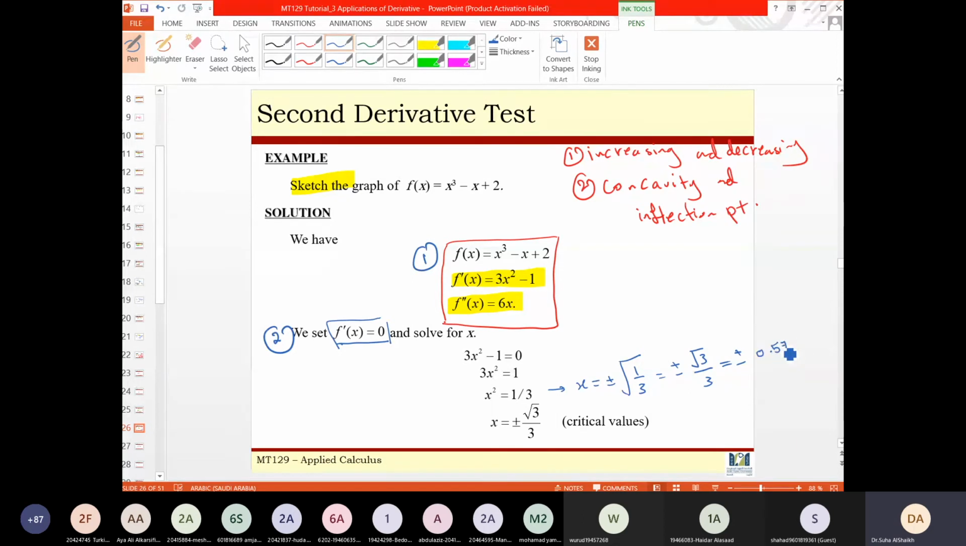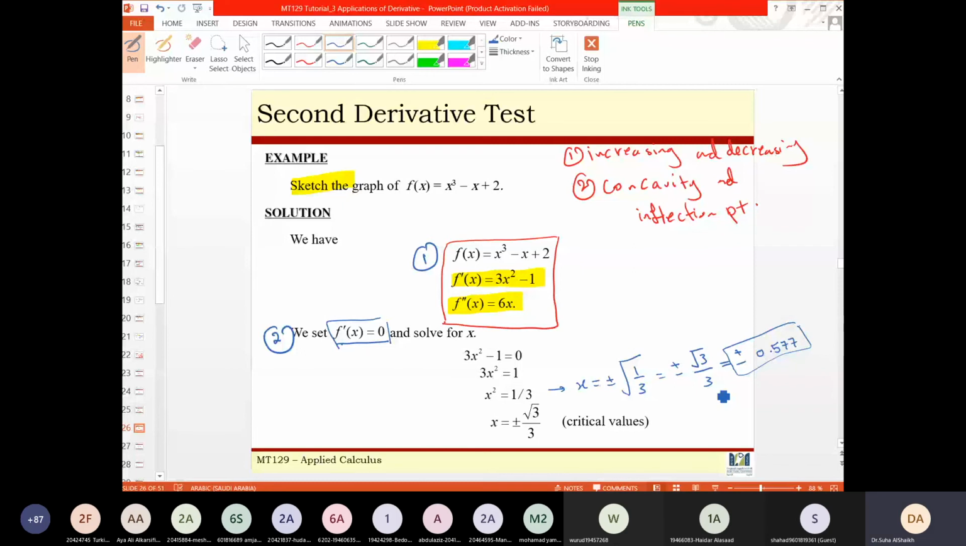5, 7, and 7. So you can do this, or you can just write root of 3 over 3. Okay, so I got the 2 points. Now check the increasing and decreasing.